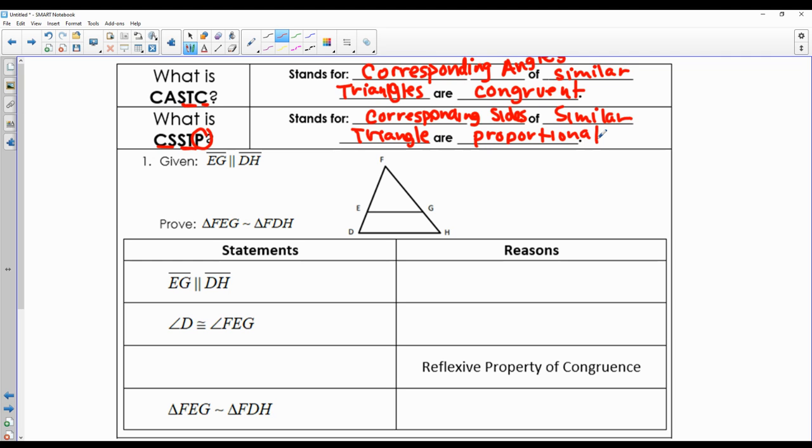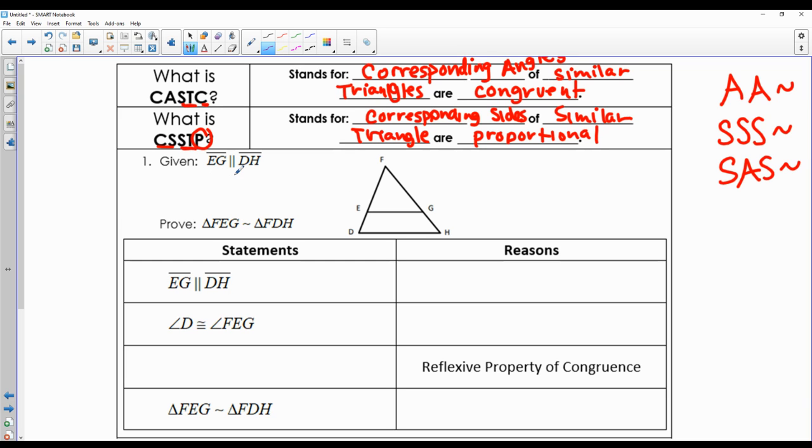And remember from last lesson, there's only 3 different ways that you can prove that triangles are similar. Okay, one of them is called our angle-angle similarity. One of them is called side-side-side similarity, and then side-angle-side similarity. So those 3 are the only reasons that we can use when we're trying to prove that triangles are similar. So let's take a look at this first example right here.